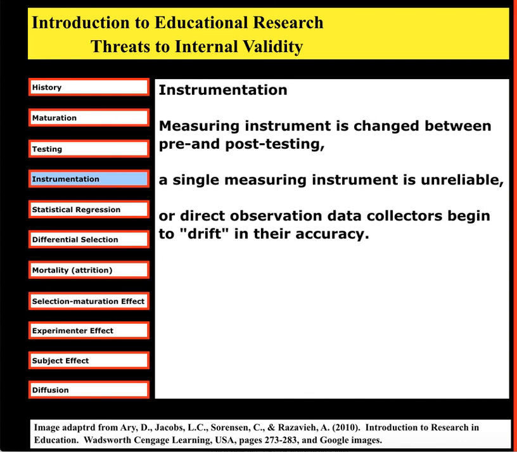Another instrumentation threat can be when you're using direct observation, when you have observers in a classroom or wherever collecting data. Generally, there's a procedure that they follow, and at the beginning of a study, usually they follow that procedure very well. But then they tend to drift a little bit, become a little lackadaisical, not as sharp, and that becomes a threat to internal validity, an instrumentation threat to internal validity.